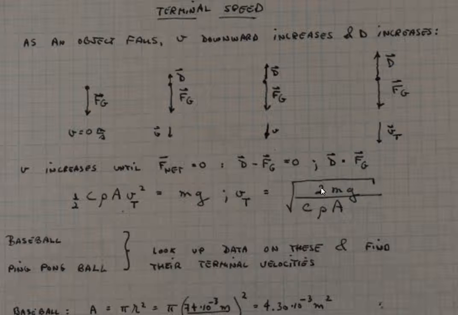velocity. Just to summarize, v increases until F net is equal to zero, at which point D vector minus Fg vector is equal to zero. That means 1/2 C rho A v sub t squared is equal to mg. We can solve this for vt, and we thereby get an expression for the terminal velocity as a function of the mass of the body, the gravitational constant, the C constant for the shape that we're assuming, the air density, and the cross-sectional area of the object.